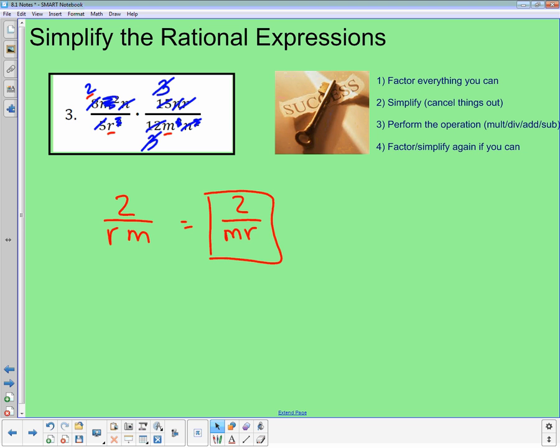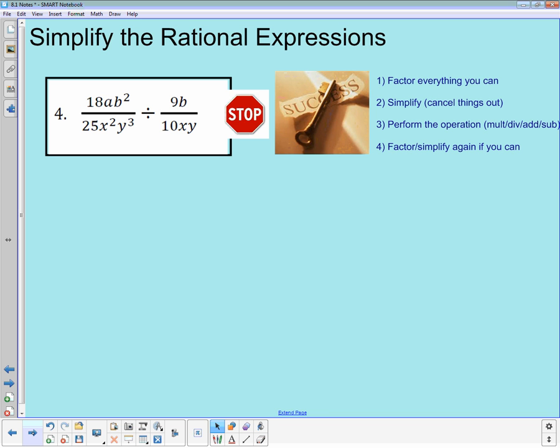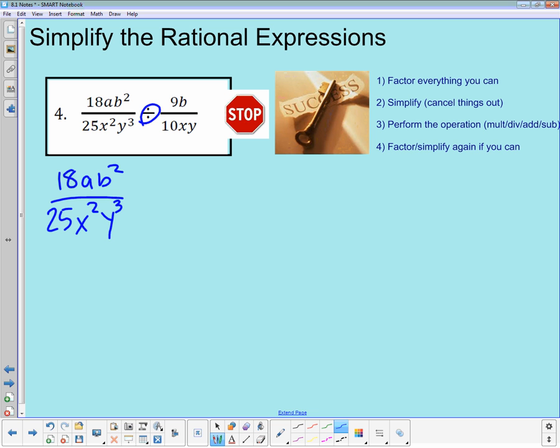Okay, let's do another example together and take a look at number 4. Now I'm back to 18ab squared divided by 25x squared y to the third, and that's all divided by 9b over 10xy. So again, now I'm doing division. Before you do any simplifying, any factoring, anything, I need to flip that second ratio. So I have 18ab squared over 25x squared y to the third times 10xy over 9b.